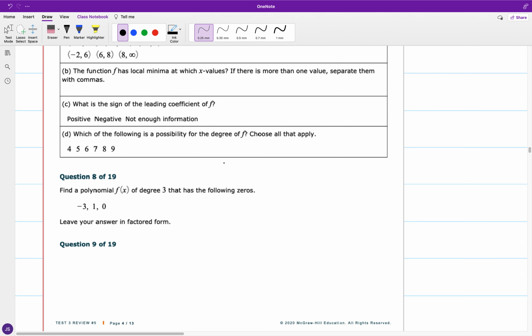If we look at number 8, it says to find a polynomial of degree 3 that has the following zeros. And it says technically to leave your answer in factored form. And for what we have in the case of number 8, okay, we've got the zeros: -3, 1, and 0. And now for the factored form, this is going to be a short answer item.